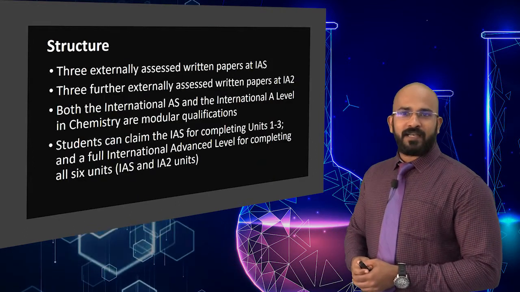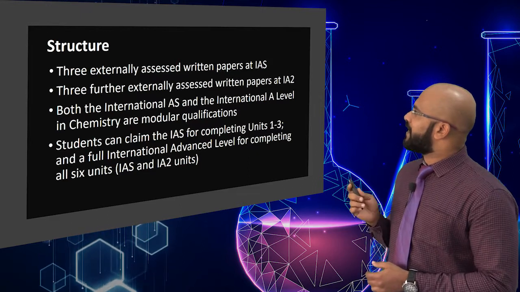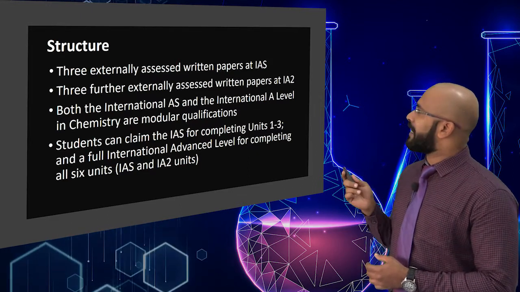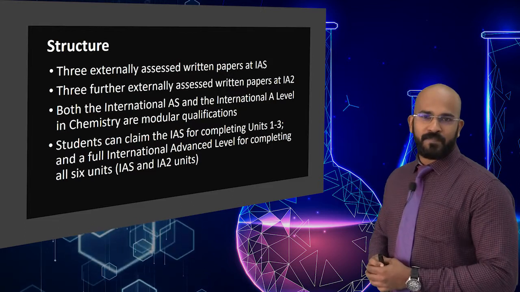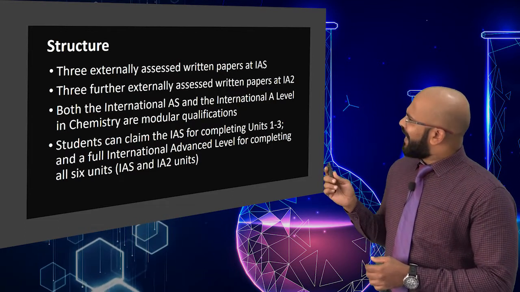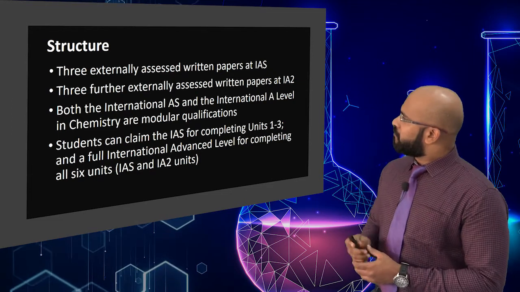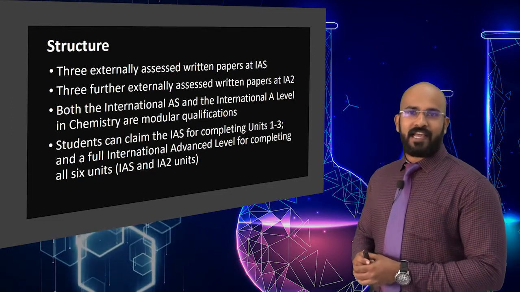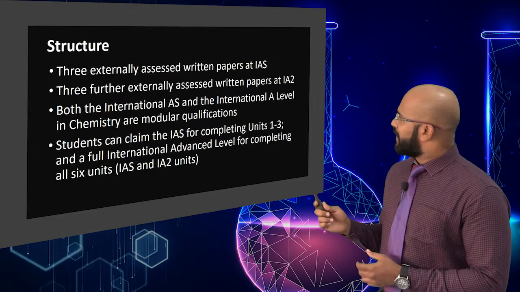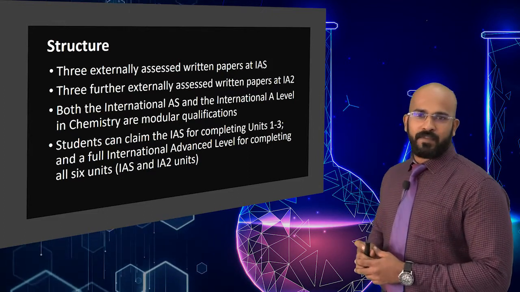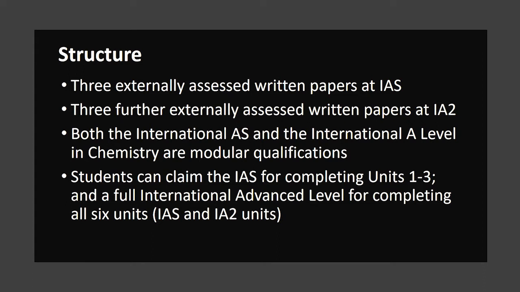As I already mentioned, there will be 3 externally assessed written papers in IAS as well as in IA2. IAS and IAL are modular qualifications. That means after completing units 1 to 3, students can claim IAS, and after completing all the 6 units, that means the 3 units from IAS and the 3 units from IA2, students can claim IAL.